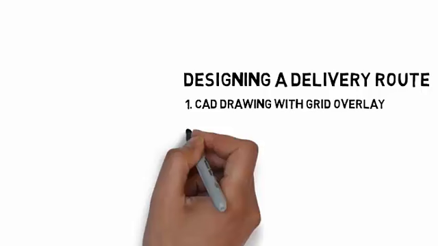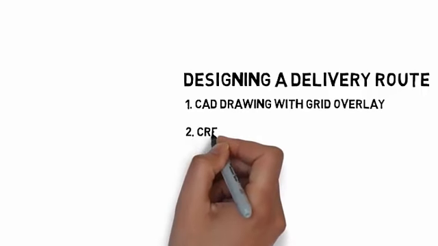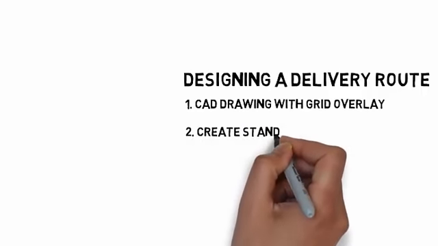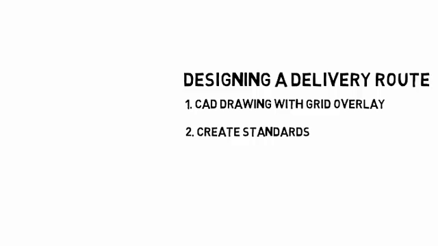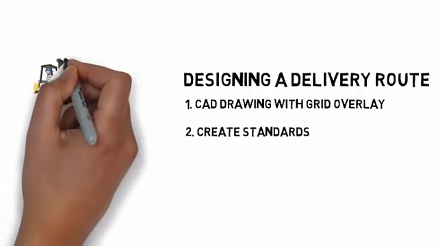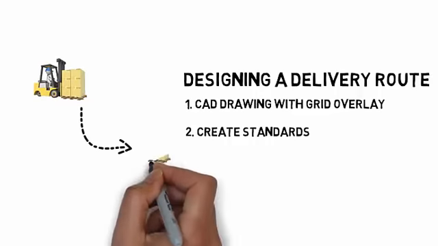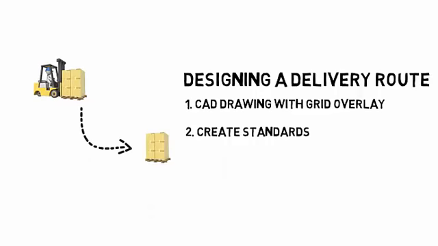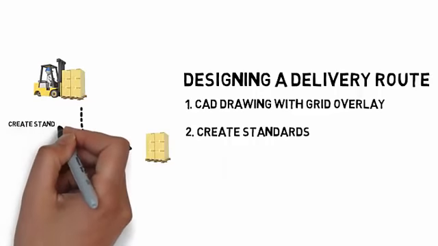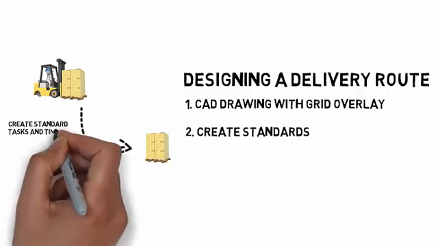Next, you need to create some standards, standard tasks and standard times. So you need to define all of the repeating tasks or work that takes place on a delivery route, and also estimate the time required to complete each task. So here are some of the types of actions that take place, but feel free to add additional ones as needed for your particular environment.